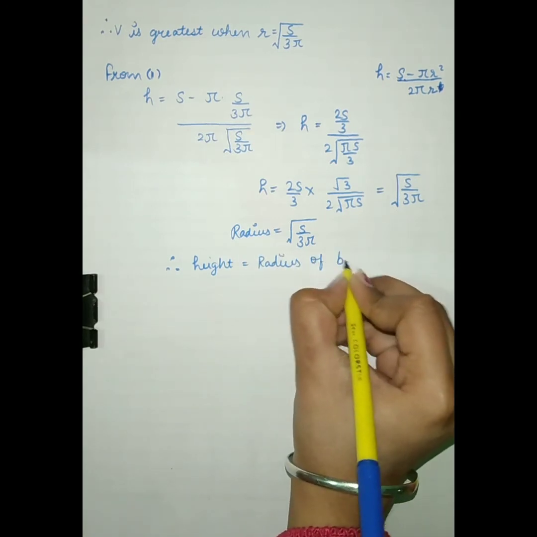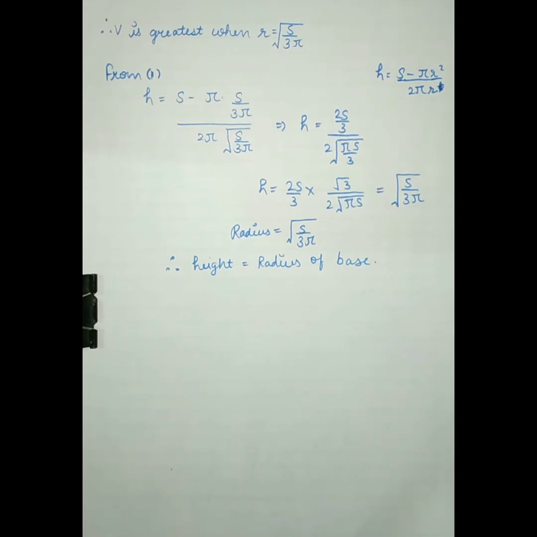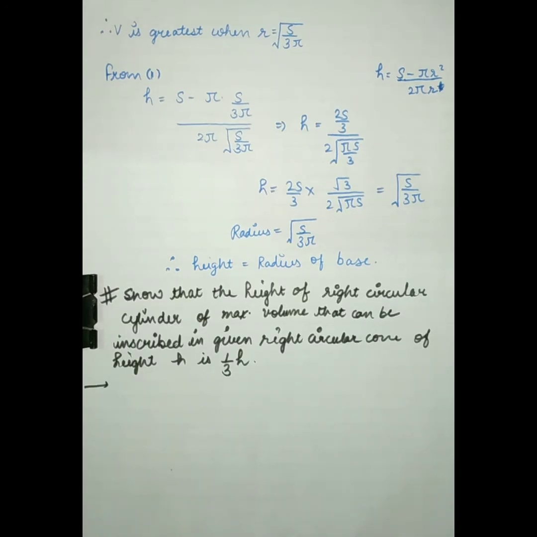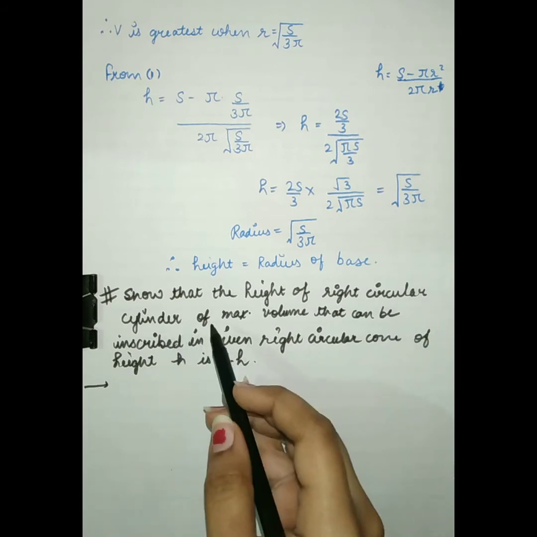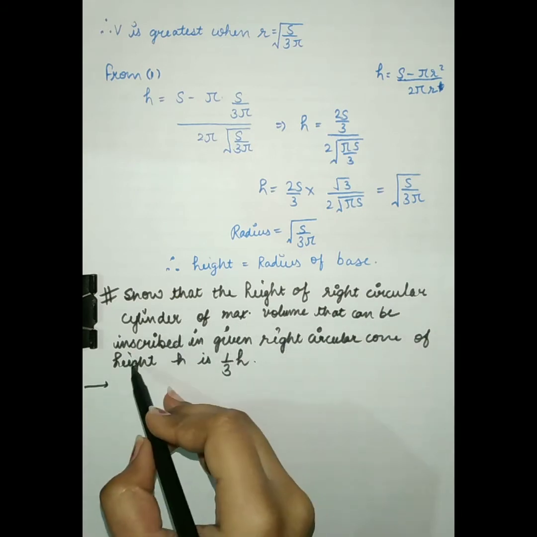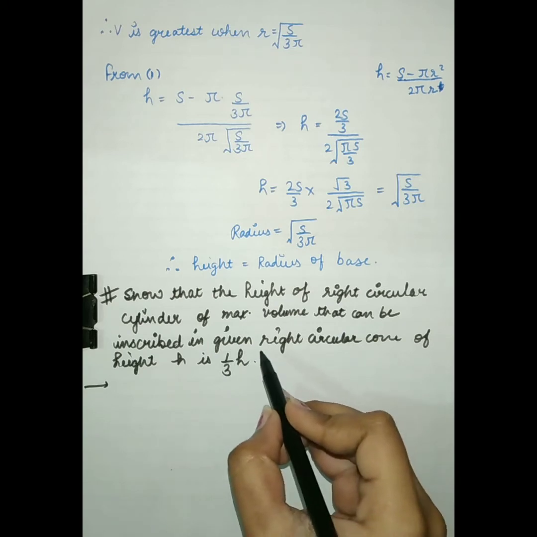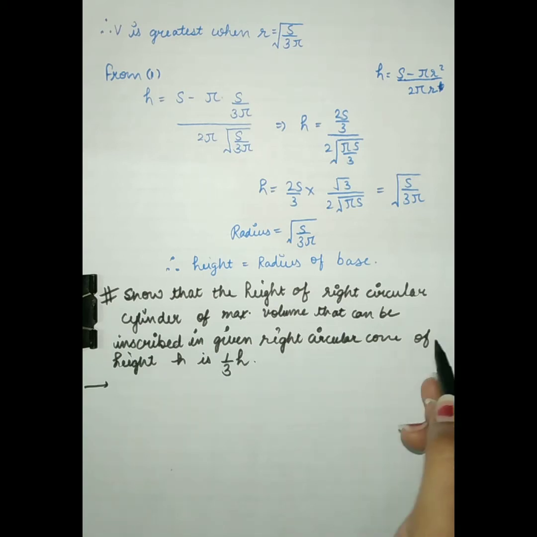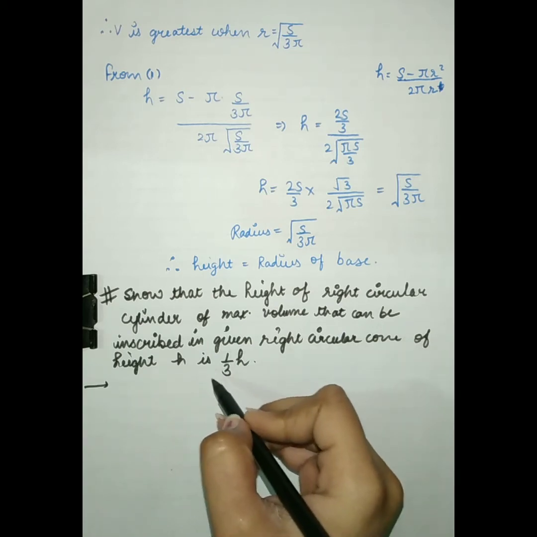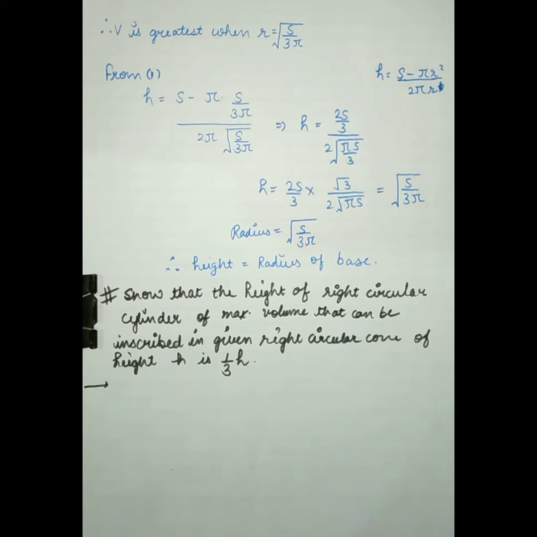Now the next question is: show that the height of the right circular cylinder of maximum volume that can be inscribed in a given right circular cone of height h is 1 by 3 h. That means firstly we will take a cone like this.